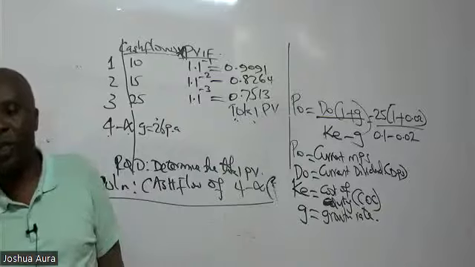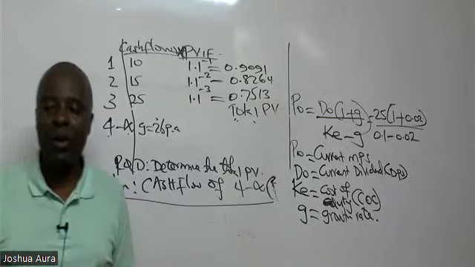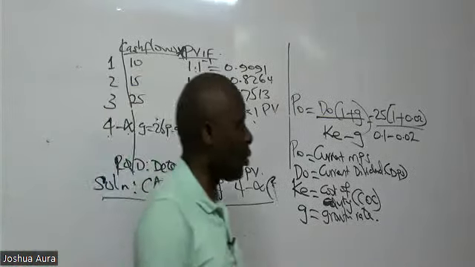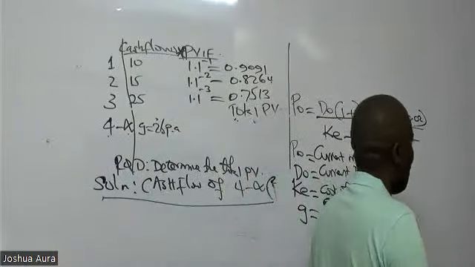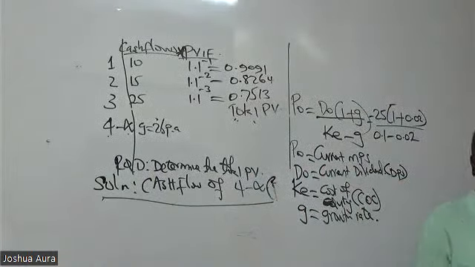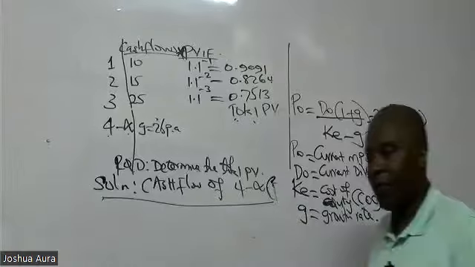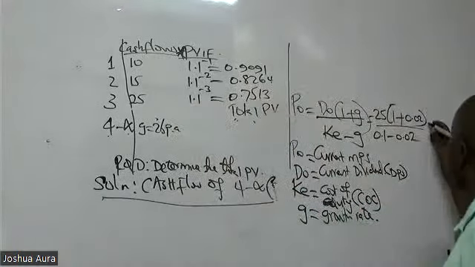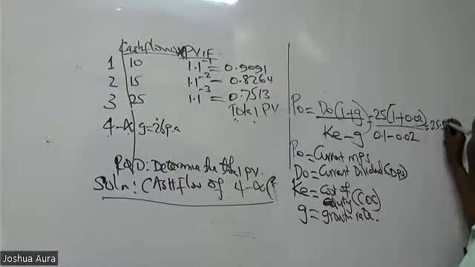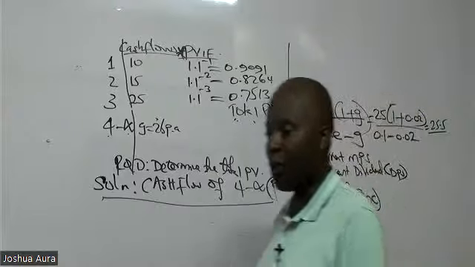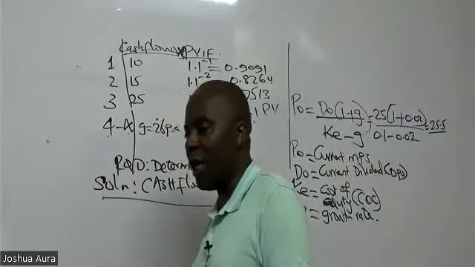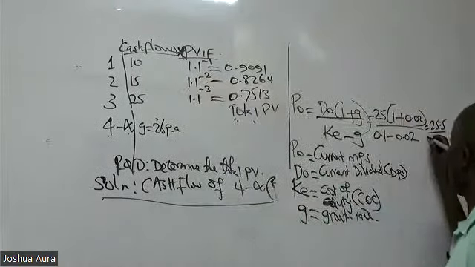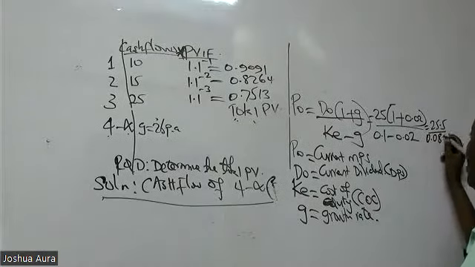25 times 1.02. What do we have here? Somebody, 25 times that. So I'm being given here by a Crispus. Thank you very much. 25.5. So this is 25.5. How about this denominator? 0.1 minus 0.02. I'm being told by Gordon here, it is 0.08. Thank you so much.